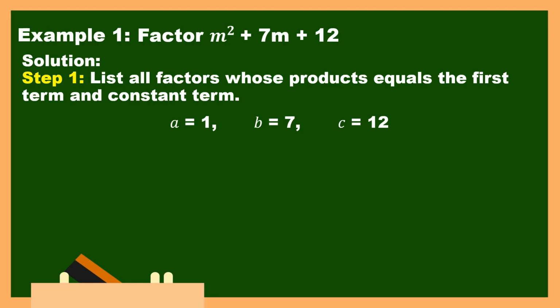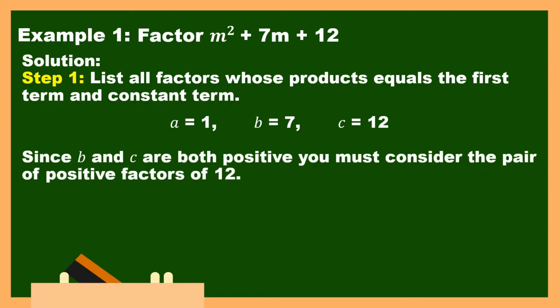And b is the second term which is the 7m. And the numerical coefficient of 7m is 7. That is why b is equal to 7. And c is the constant term which is 12. Since b and c are both positive, we must consider the pair of positive factors of 12.